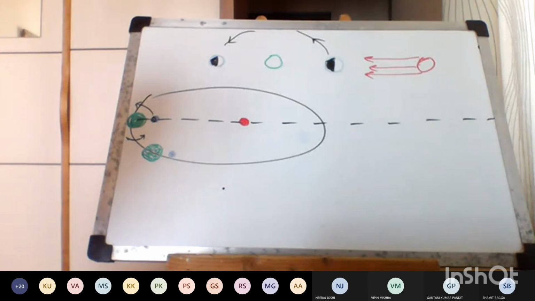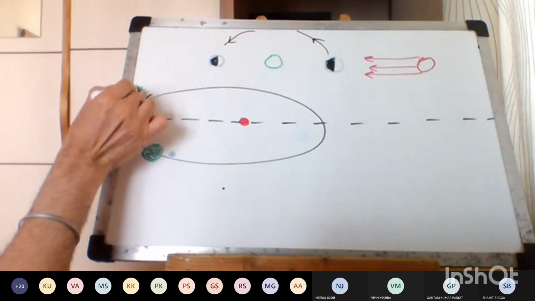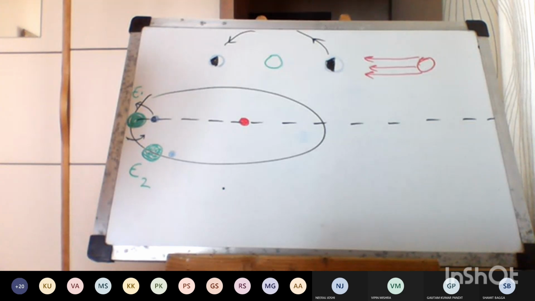Can you see the second position of Earth? E1, E2 and the moon. Can you see that, Keshav? Hello, anyone? Are you there? Yes, sir.